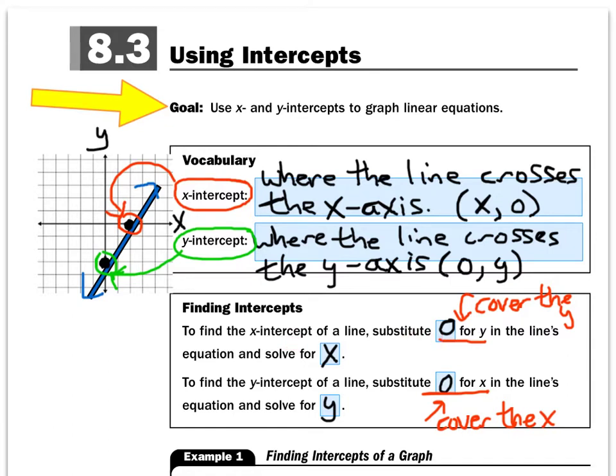Now, the trick we're going to use, whenever we want to find the X-intercept, we're going to substitute 0 in for Y. But the way that we're going to do that is we're just going to use our finger. We're going to cover up the Y term, because 0 times anything is 0 and it would disappear. So we're going to use the cover it up method, and I'll show you that in a little bit. And when we want to find the Y-intercept, we're going to substitute 0 in for X. So we're going to cover up the X term with our finger and solve for Y.